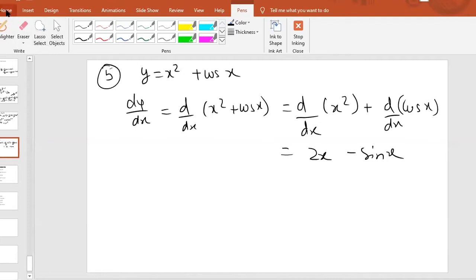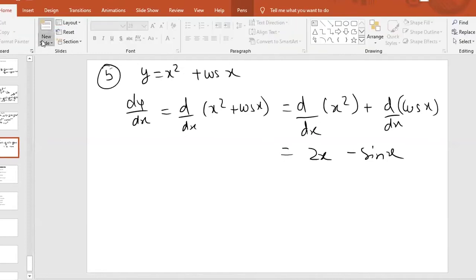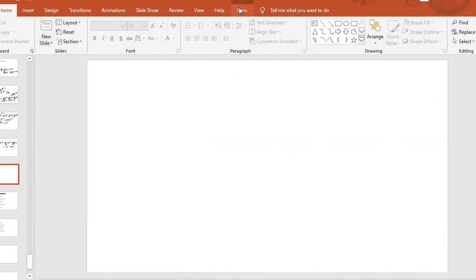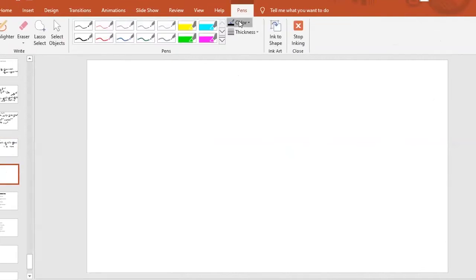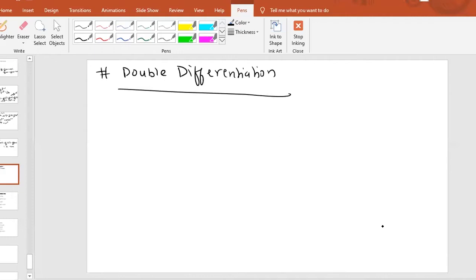Now the next concept in differentiation is double differentiation. Double differentiation means what? From the name itself we can understand we are differentiating a particular function two times. That is known as double differentiation.